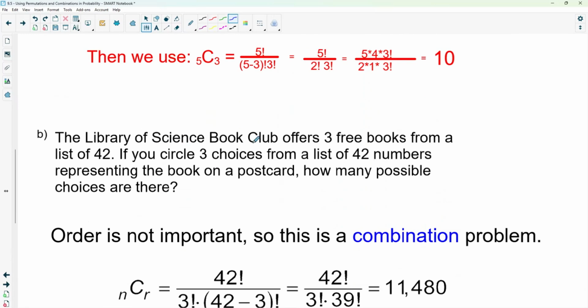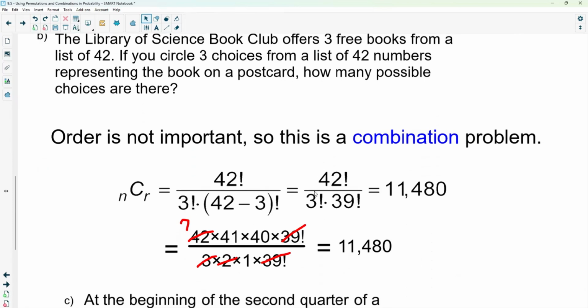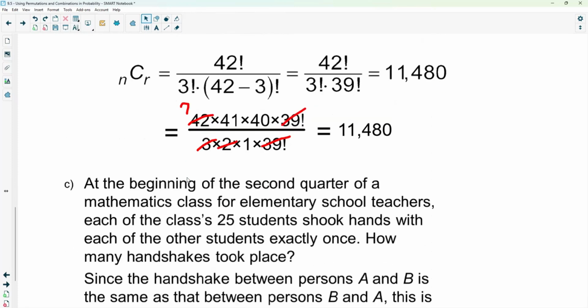The Library of Science Book Club offers 3 free books from a list of 42. If you circle 3 choices out of 42, how many possible choices are there? Again, out of 42, you select 3, doesn't matter the order. So you don't want to repeat the same combinations of 3s, right? So again, once you divide, 42 minus 3 factorial is 39 factorial. And then I expanded the top all the way to 39, canceled the 39. And then I did the 3 times 2, which is 6. And I canceled it with a 42 and I got 7. And then I did 7 times 41 times 40, which is 11,480, right?